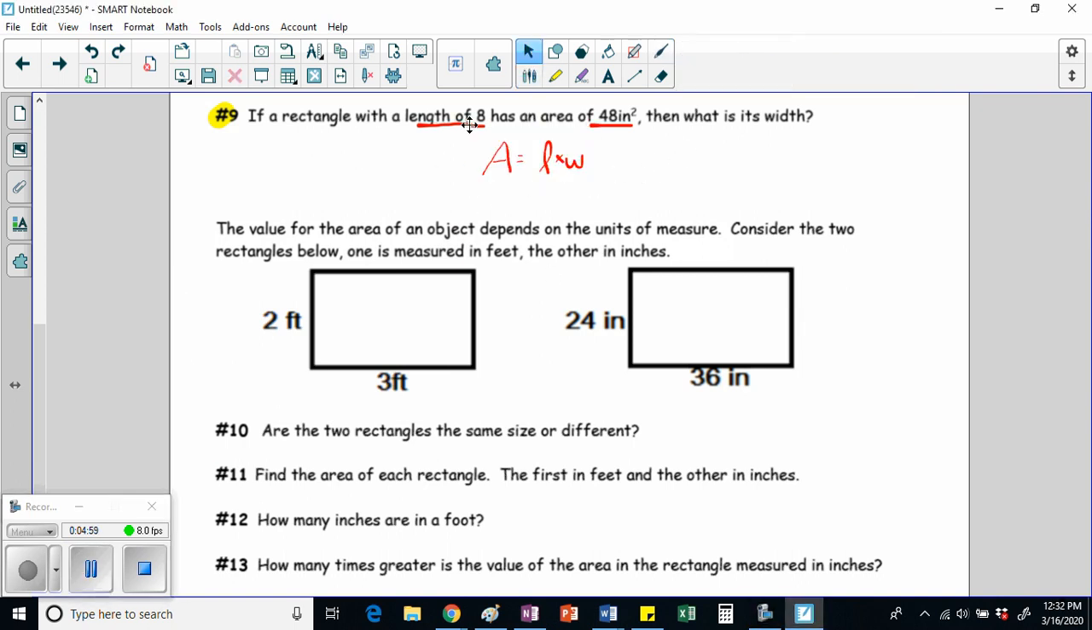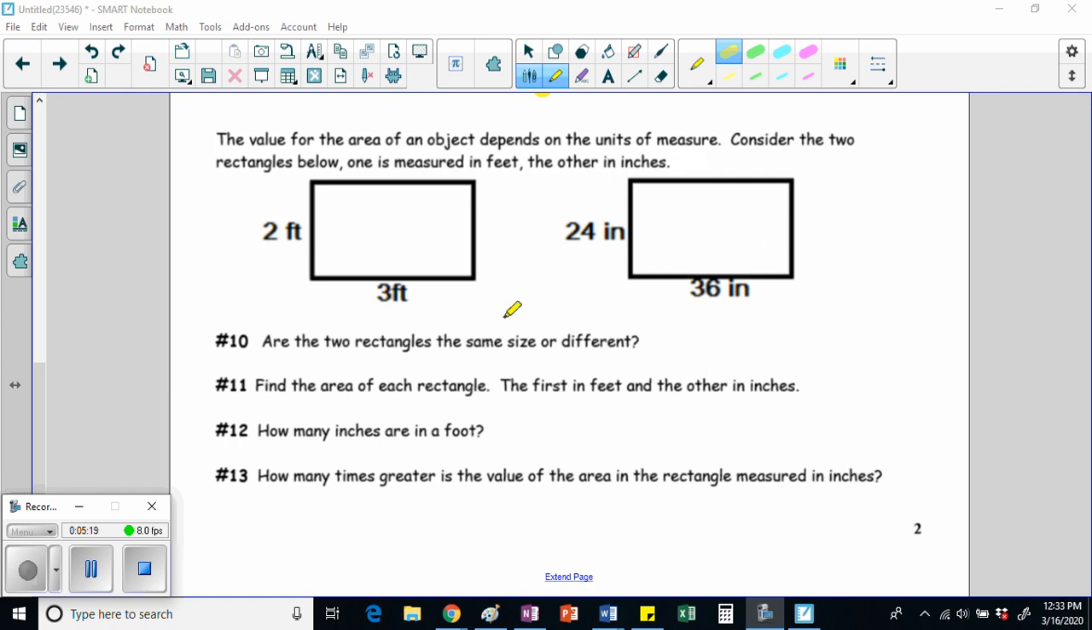So we have to use one of our formulas, either length times width or base times height. So here I'm using area equals length times width. I'm going to plug these two numbers in and solve for the missing number. 48 is going to go in for the area. I'm going to put 48 equals, and I'm going to put 8 in for the L. And I don't know W, that's what you're going to solve for. It's an easy Algebra 1 problem.